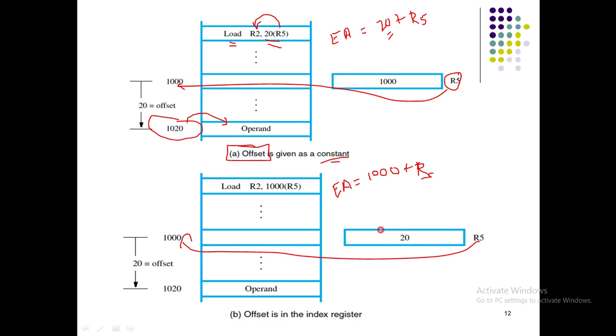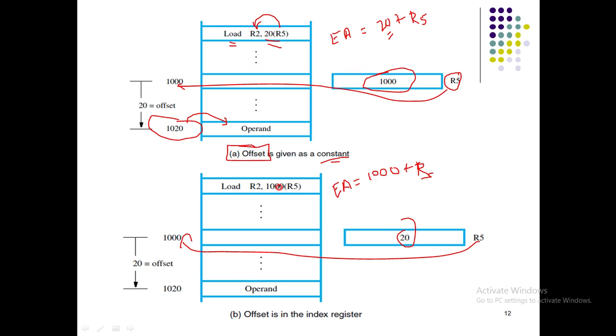Here it has been loaded with 20, whereas here it has been loaded with what now? 1000. Why? Because in the instruction we have already given the offset. So that's why it is given with the offset.